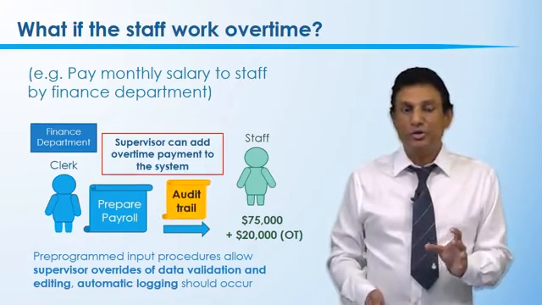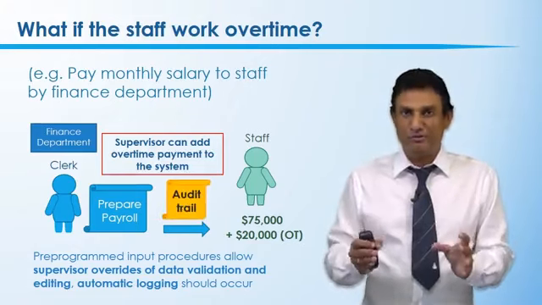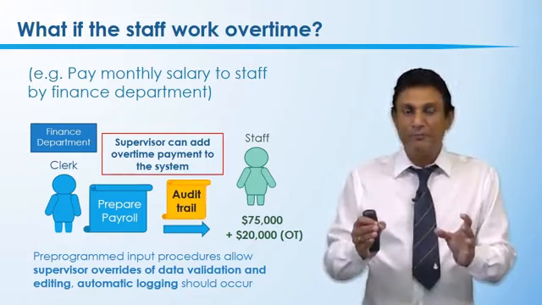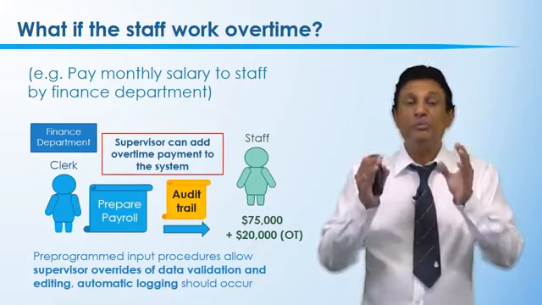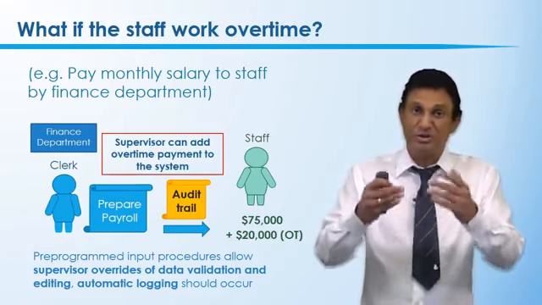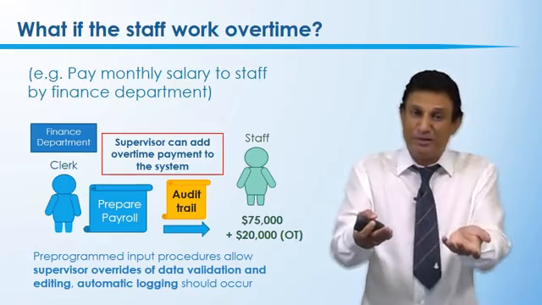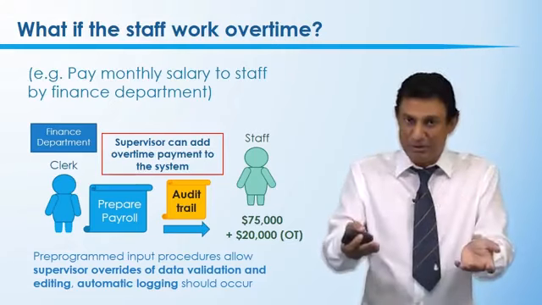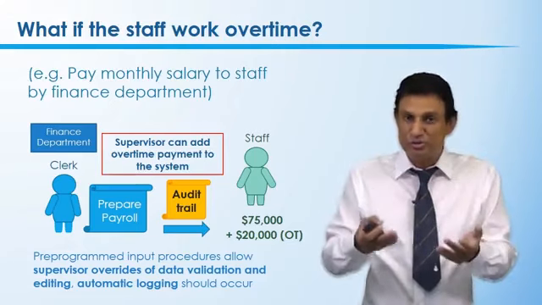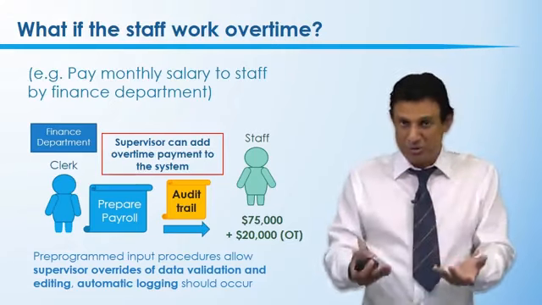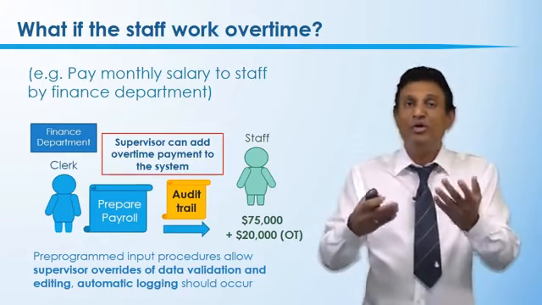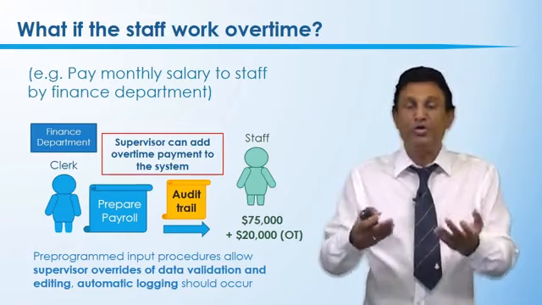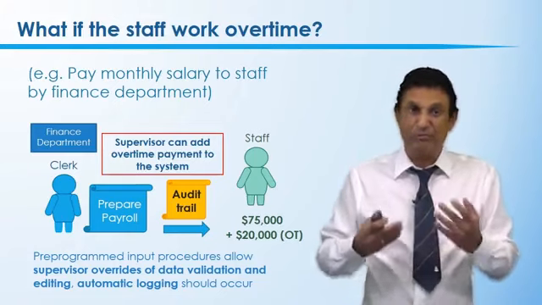A detective control would be creating an audit trail. That means every time a supervisor override happens. A supervisor override means it's not a normal situation, right? In a normal situation, the employee should get less than 75,000. So this is not a normal situation. Whenever an abnormal situation happens, whenever a supervisor overrides, there should be an audit trail created. We call it automatic logging. That's very, very important here.